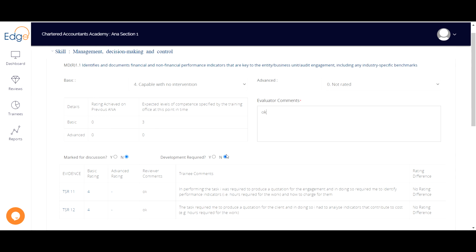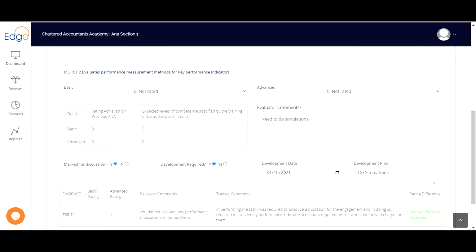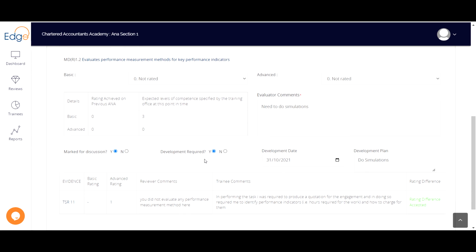Right, and then the comments are okay. No development plan is required here. Is it marked for discussion? No. So if it is marked for discussion, this is simply just to alert the trainee that we are going to have a discussion about this competency. Right, so MDR 1.2 here, you can see no ratings achieved on previous ANA, and they're expected to be on a 3. And the evidence which was only submitted has got an advanced rating of 1.